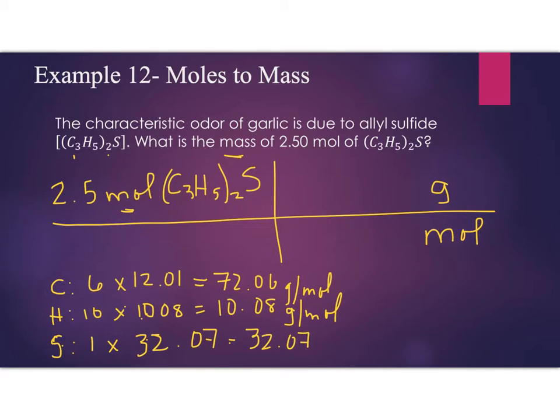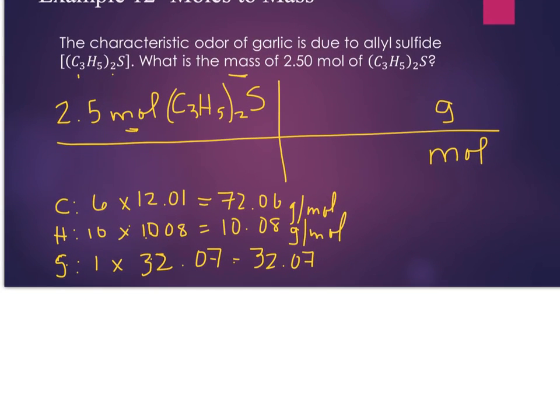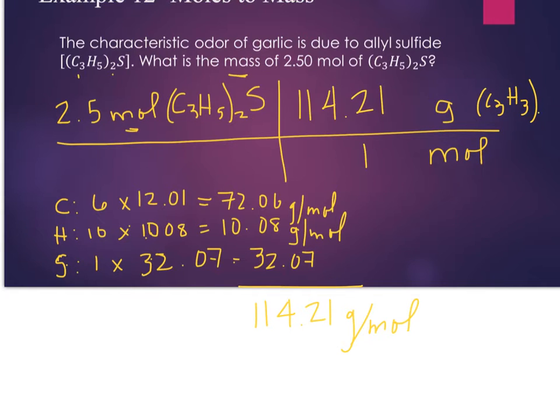Now, when I go ahead and add all of these up, we end up with a total mass of 114.21 grams per mole. So now what I'm going to do is put that up here: 114.21 grams for every 1 mole. And sometimes it is kind of nice if you list out what it is, especially as our problems get more complex.